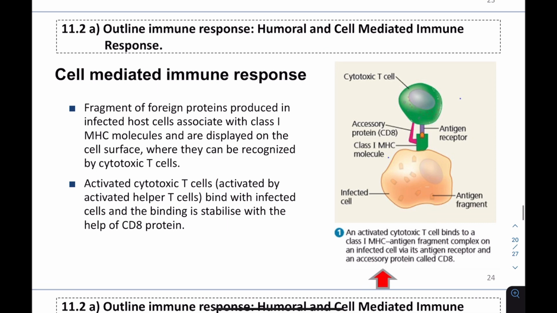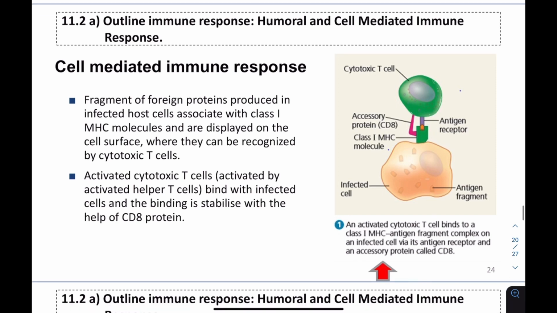So fragment of foreign protein produced in infected host cell associate with class 1 MHC and are displayed on the cell surface where they can be recognized by activated cytotoxic T cell. Okay. So sel-sel biasa yang infected with pathogen ini, mereka pun akan present antigen fragment on their cell surface by using class 1 MHC. Dan bila mereka present these antigen fragments on their cell surface by using the class 1 MHC, activated cytotoxic T cell yang akan bind to this infected cell. Okay, activated cytotoxic T cell yang akan bind to this infected cell, and the binding is stabilized with CD8 protein.